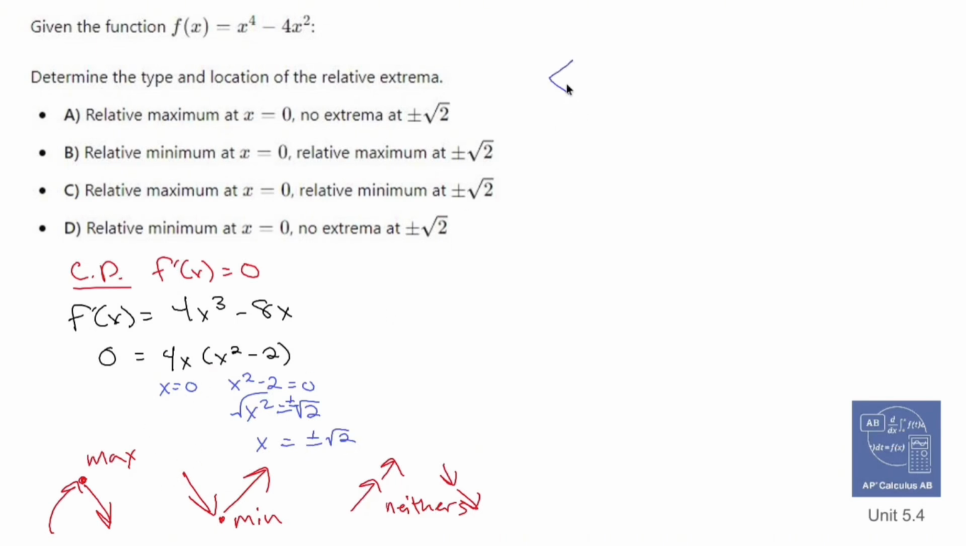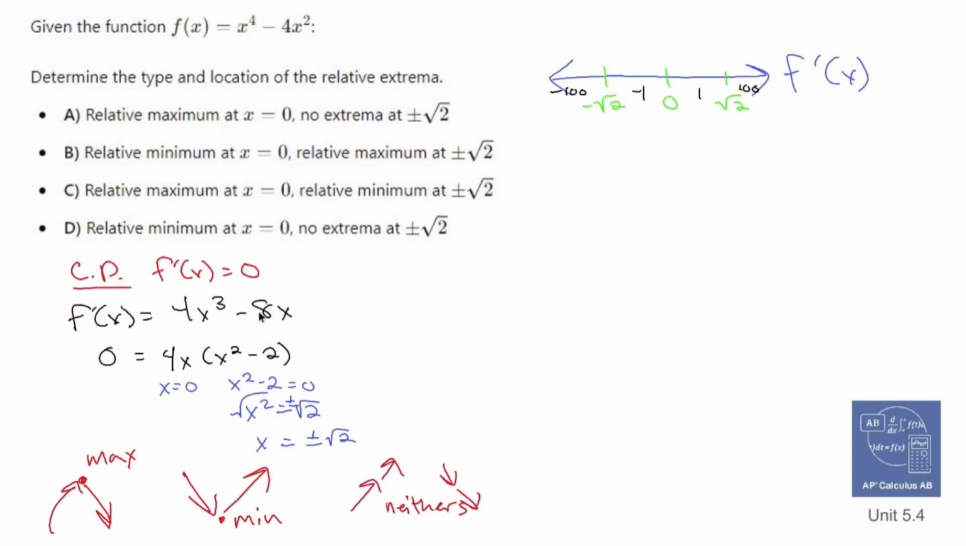So let's make a sign table for f prime of x. My magic numbers are negative root 2, 0, and positive root 2. In order to find where something is increasing or decreasing, I choose a number within these intervals. Like negative 1 fits in there, and 1 fits in here, and I can fit 100 here, and negative 100 here. Then plug them into the derivative, and if the derivative is positive, then it's increasing. If the derivative is negative, then it's decreasing.